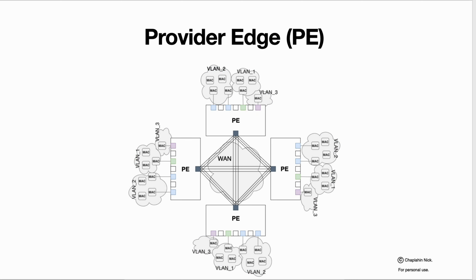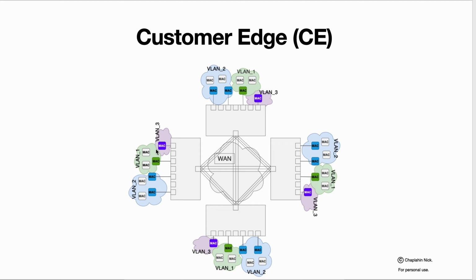Some terminology. Provider edge. Provider edge is the router that we need to configure EVPN on in order to start working as an EVPN. So this is a boundary router that enables entry into a VPN network. Customer edge device. This is a device that is connected to our provider edge. Only those devices that are directly connected to our provider edge by a link.